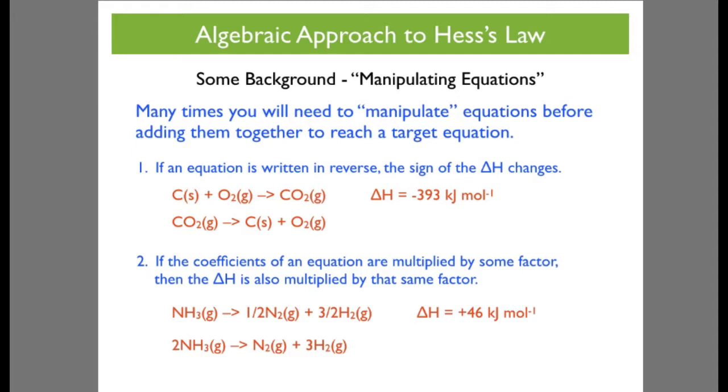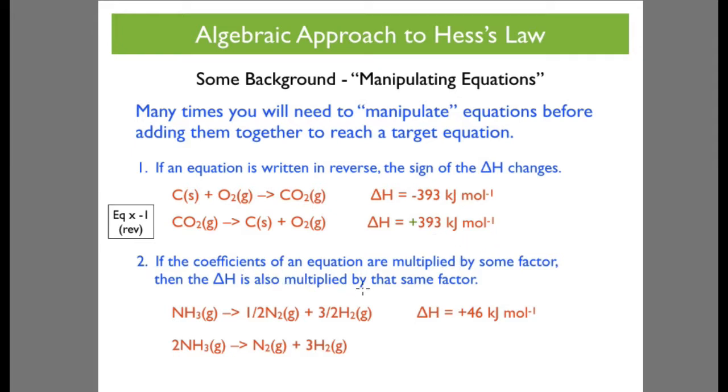One. If an equation is written in reverse, the sign of the delta H changes. So here you've got carbon reacting with oxygen gas to give carbon dioxide gas. The exact opposite reaction would be carbon dioxide gas giving us carbon and oxygen gas. So you just multiply the enthalpy by minus 1. Reverse and then multiply by minus 1. And so we're going to get plus 393 kilojoules per mole.